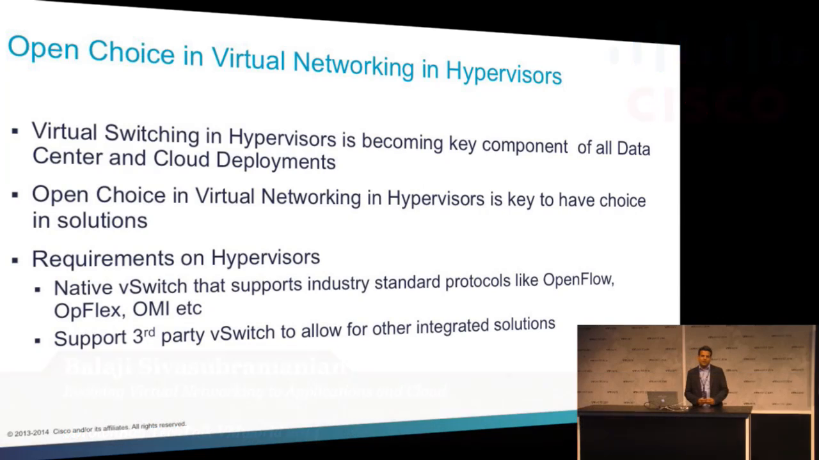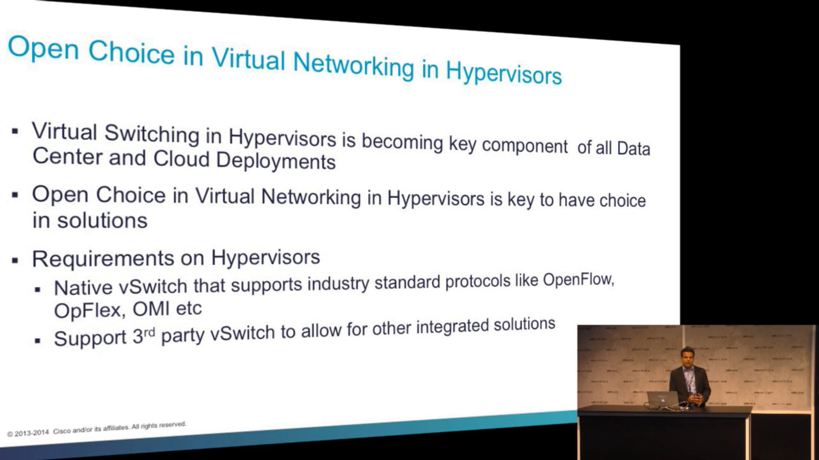Today I want to talk about how virtual networking and virtual switching is evolving to address the requirements of the data center and then the cloud as we look forward. While we do that, we need to have open choices in virtual networking across the hypervisors. Virtual switching becomes the primary vehicle to provide networking in the virtualized data center and the cloud data center going forward. And having an open choice is a very good requirement across hypervisors.